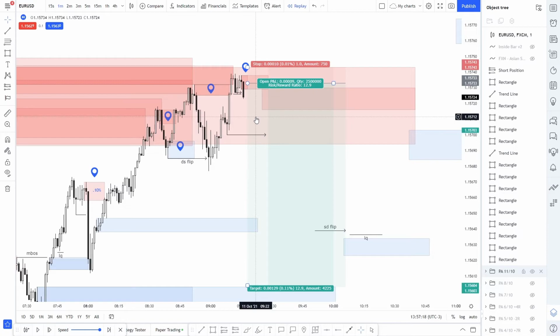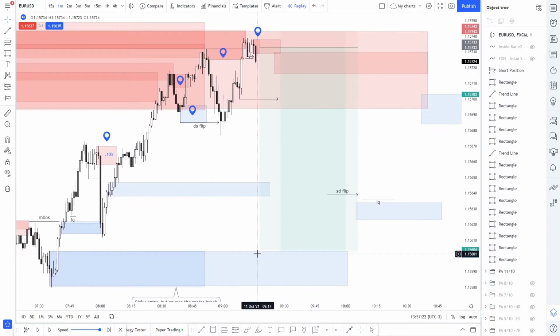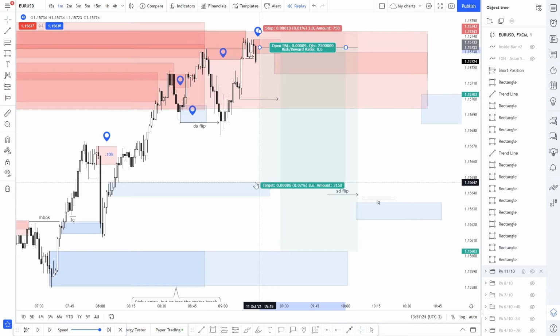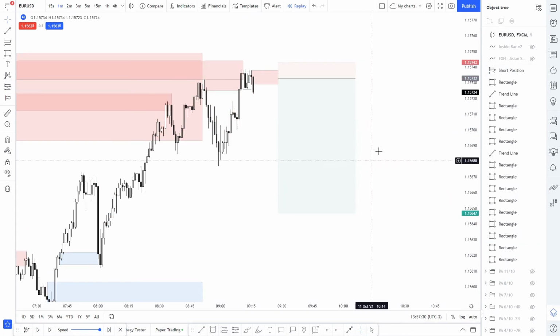Oh, it was 12.9. I thought it was 8R. Oh, no, it was here. Yeah, it was here. I moved that later to realize that it had come all the way down to this. So this is a trade that I took that was the better trade for the day.